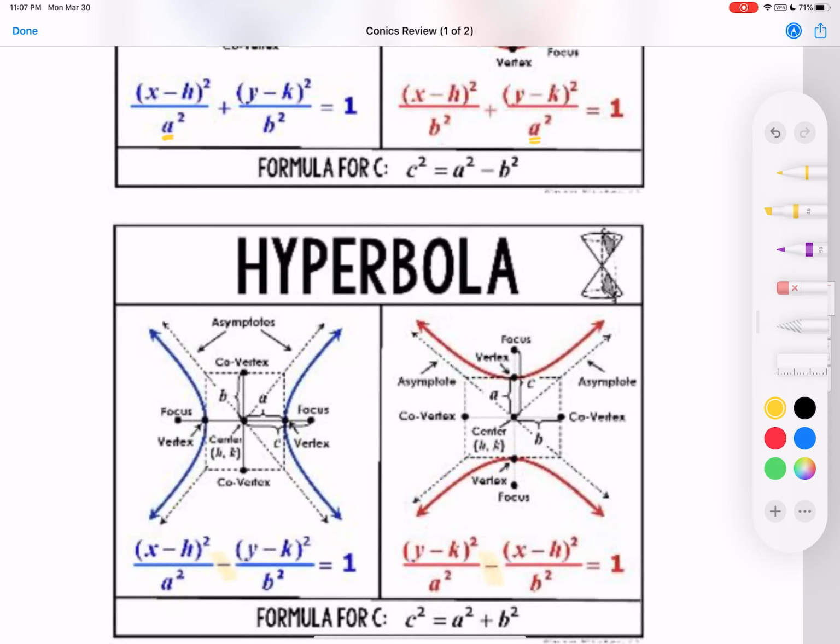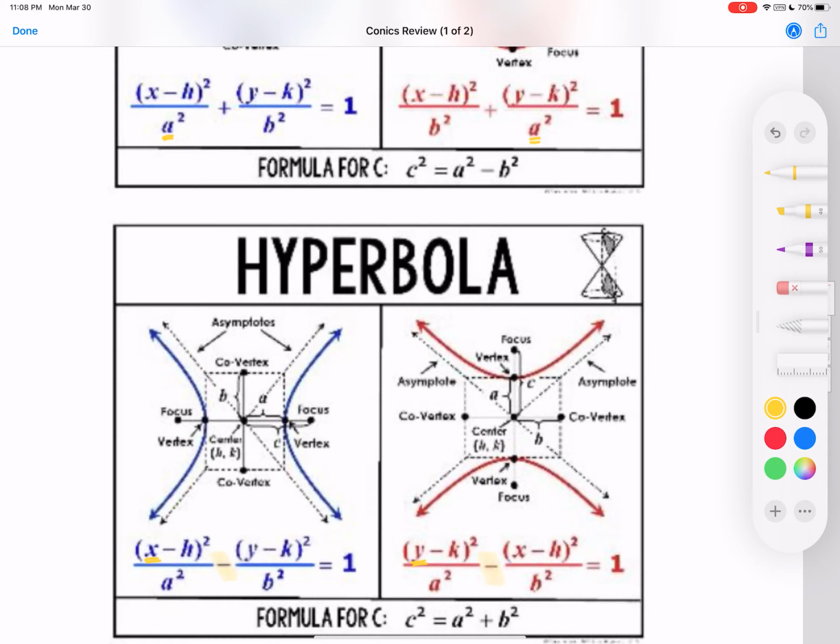Now, I want you to also notice that the a values and the b values will remain where they are, except this time the x's and the y's switch. So we know that it's going to be a horizontal hyperbola if the x value comes first. And if the y value comes first, then it's going to be a vertical hyperbola.